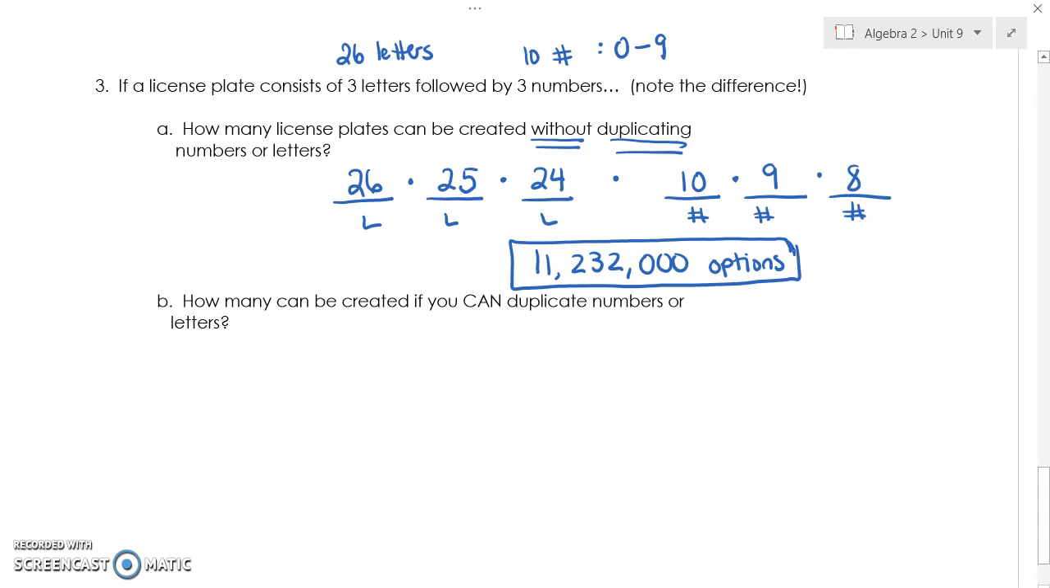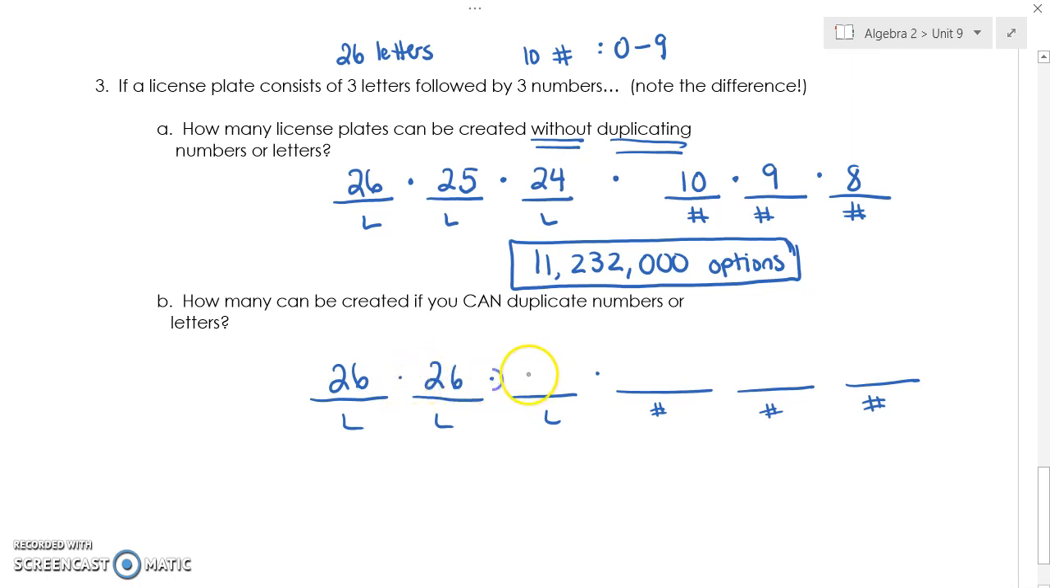Now, how many can be created if you can duplicate numbers or letters? Well, if I have 3 letters, again, and then I have 3 numbers, and I can duplicate, that means I have 26 letters to choose from. And if I choose one, I get to put it back in the bag. So I have 26 again for the second spot and 26 for the third one. So I'm not losing a letter because they're saying, hey, you can use it again.